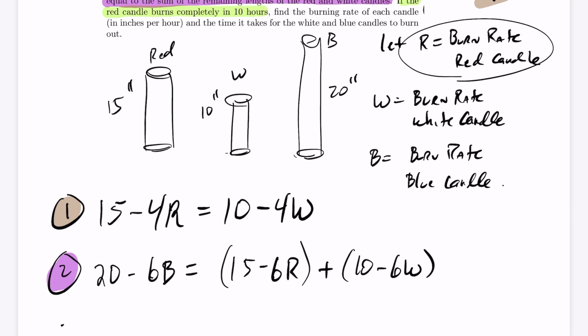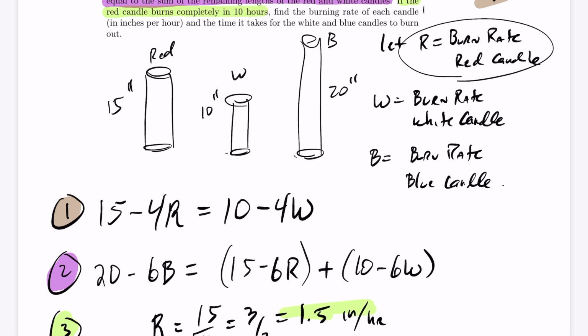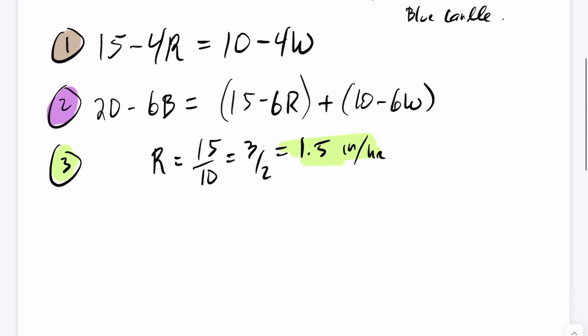Well, if the red candle burns in 10 hours, that means that per hour, which is its burn rate of R, will be 15 divided by 10. And if I do that, this is going to be 3 over 2, which is 1.5 inches an hour. So we actually know the value of R right away. Before the question even starts, I know that R equals 1.5 inches per hour.